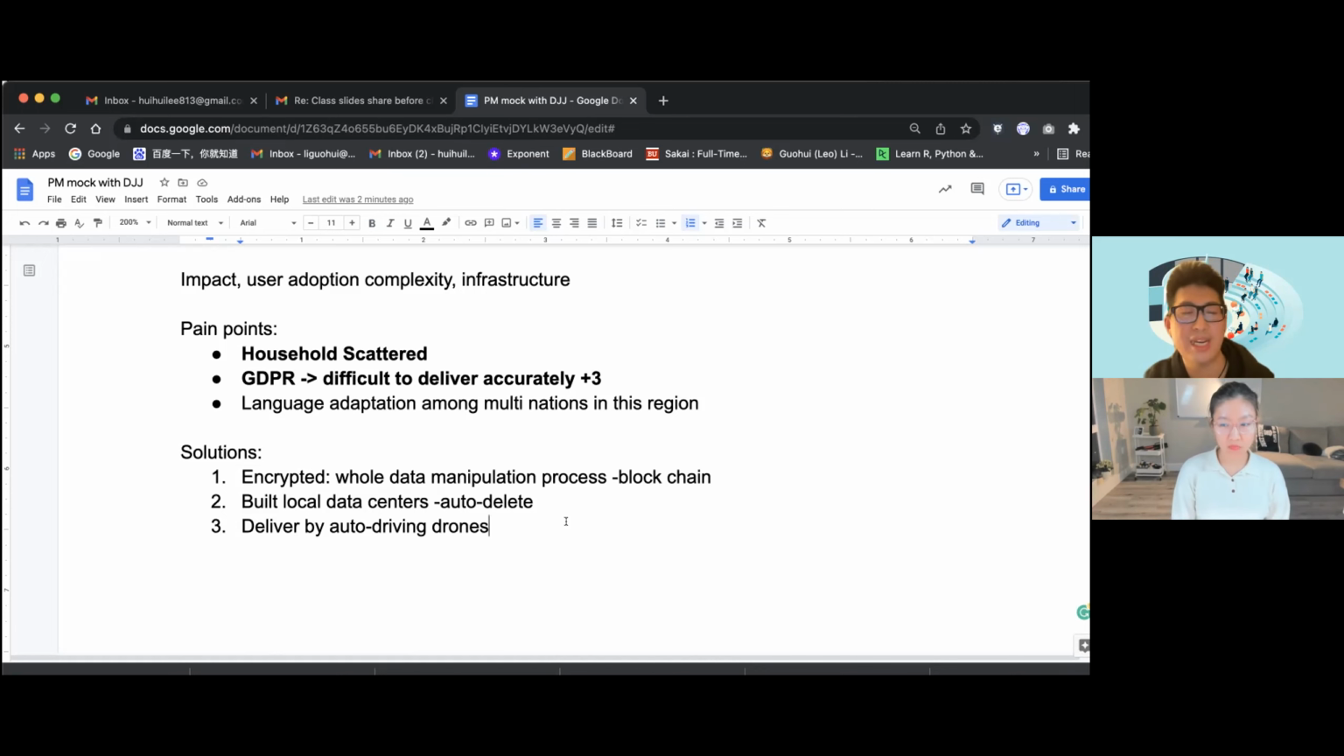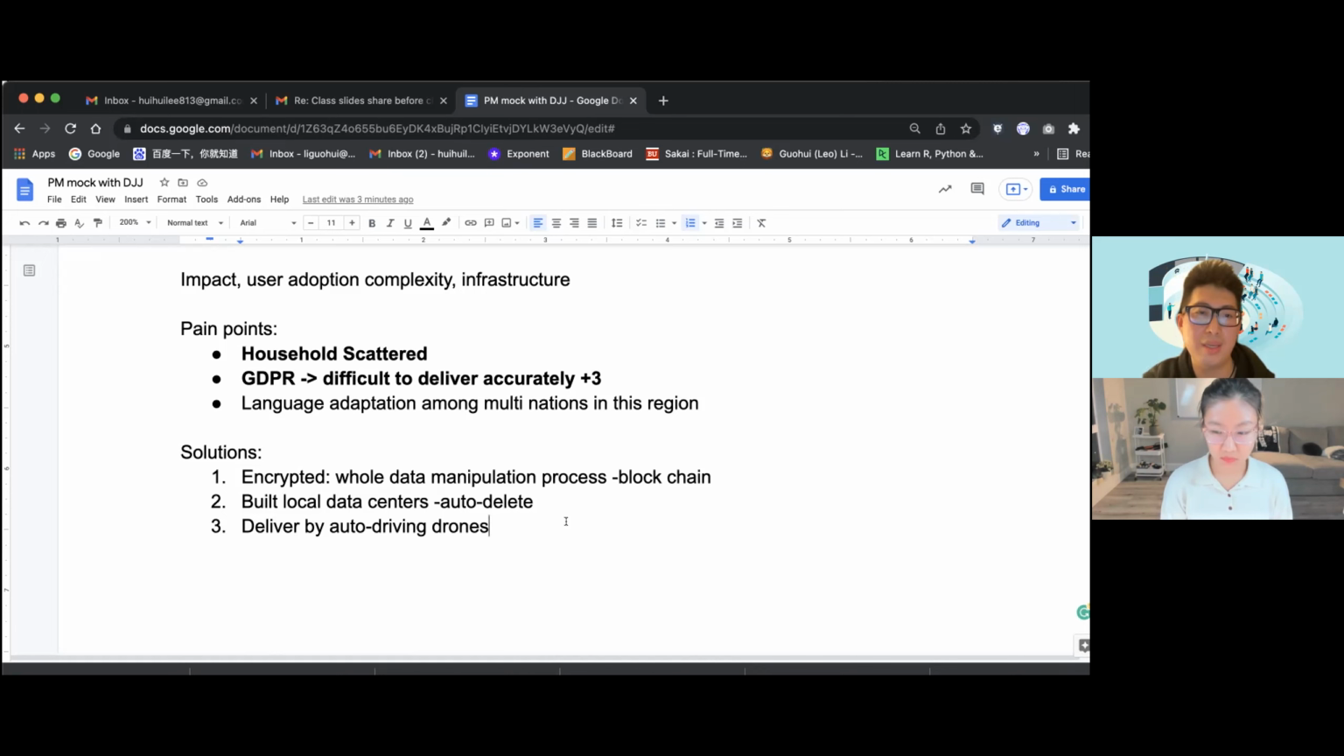And also we can add an auto deletion code in the whole system, which means that the information would be deleted from our system, for example, 2 days or 3 days after the user received the actual products. So no one else on the planet, even ourselves, can access the user data any longer. So I think the local data centers with the auto delete command will be easier.